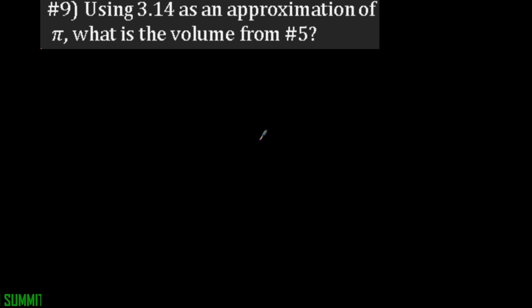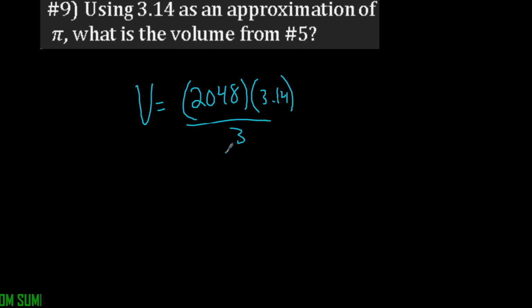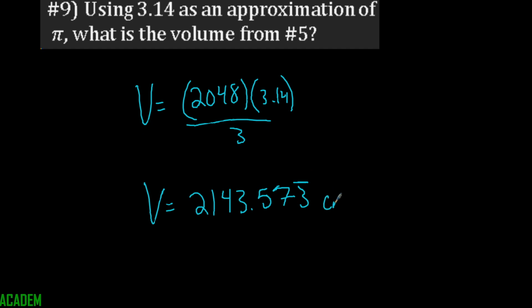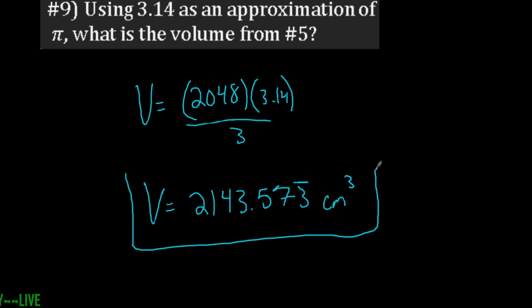And then for number 9, trying to find that volume from number 5. So volume equals 2048 times pi, so 2048 times 3.14, times 4 divided by 3. If you type that all in, you should be able to get this repeating decimal. So I have 2,143.573 with 3 repeating centimeters cubed. So again, just make sure that you're typing it in carefully when you get it calculated.